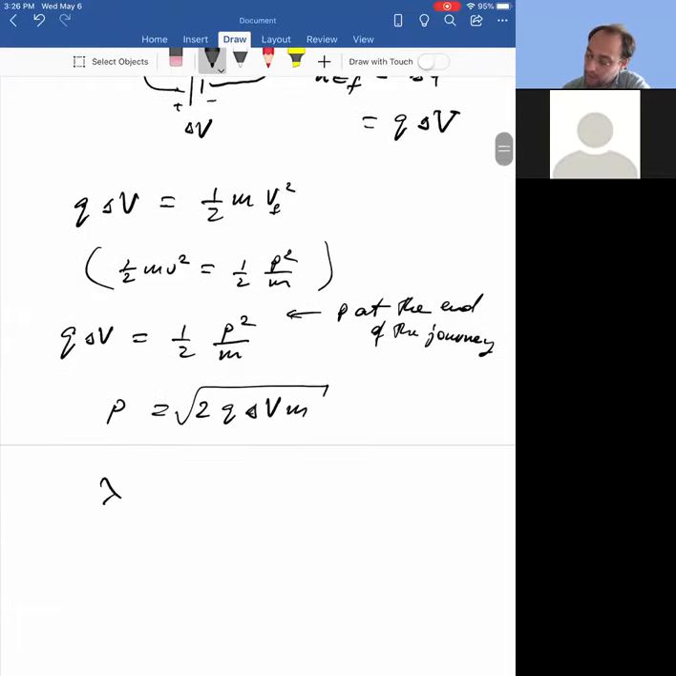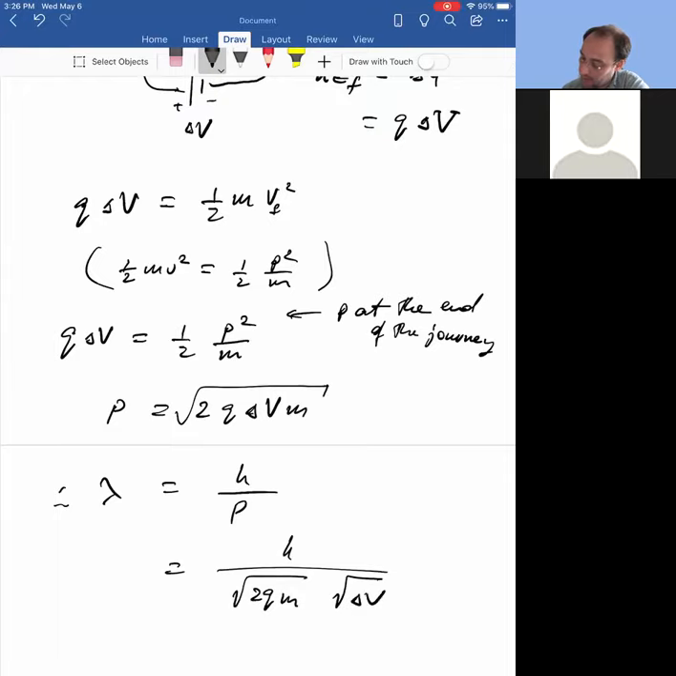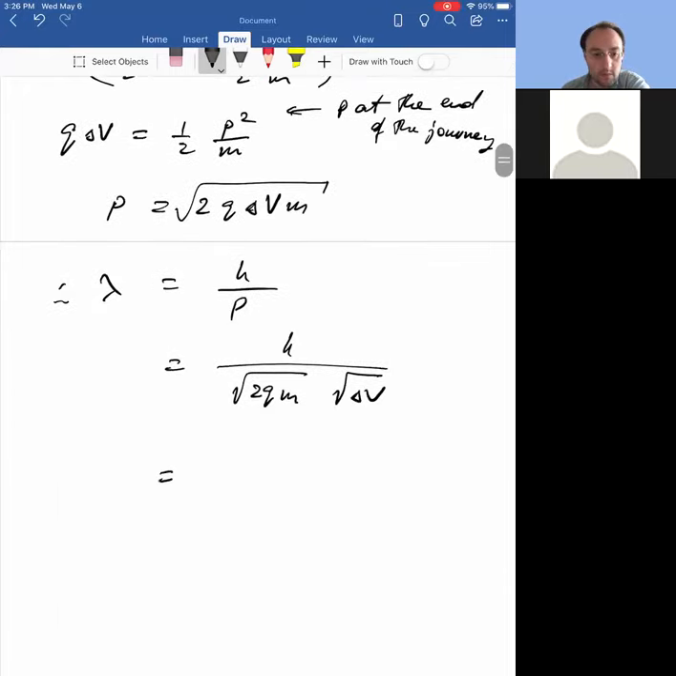Now the de Broglie wavelength equals H over P, which is H over the square root of 2QM times the square root of delta V. And when you put in the numbers, you can do that for yourself. You would get 1.2 times 10 to the minus 9 divided by the square root of the potential difference. And the whole thing is in meters, okay?